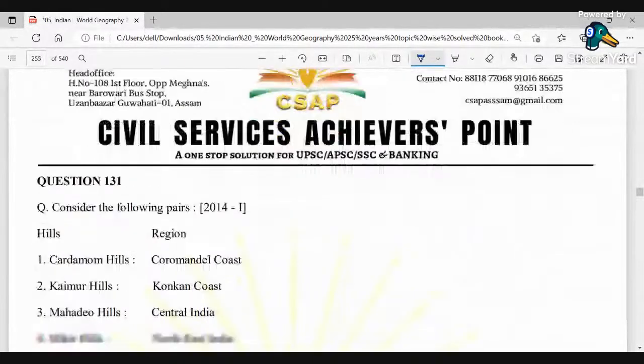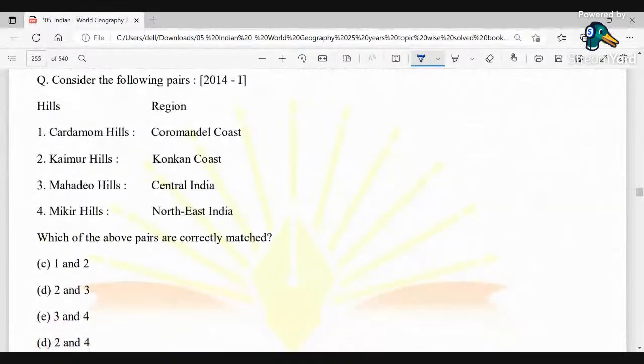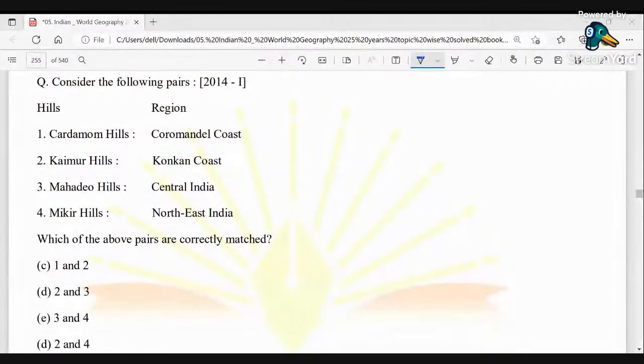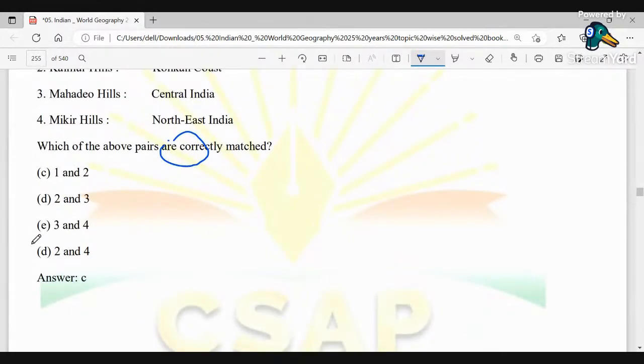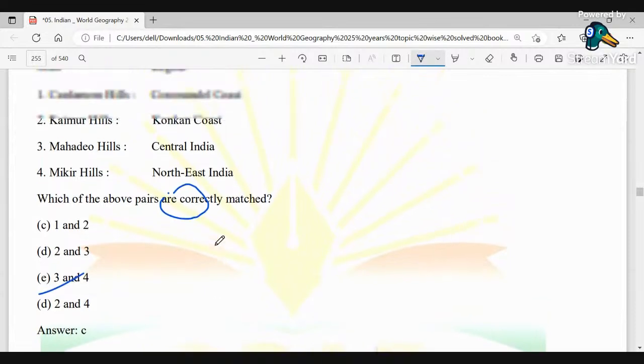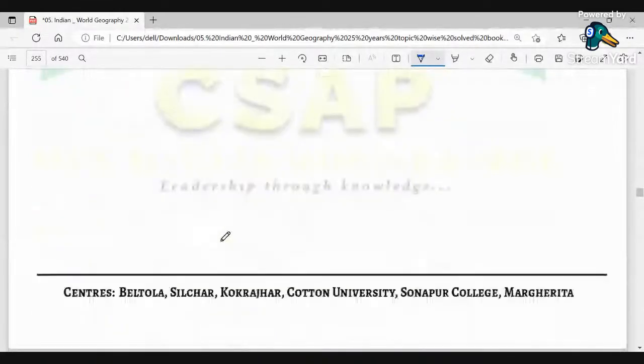Next question. Consider the following pairs. Some hills are given and then some regions are given. You have got these two columns of hills and regions. Which of the above pairs are correctly matched? You could see here option C, obviously 3 and 4. This is Mahadev Hill and Mikir Hills. This is the correct one, the rest are wrong. You could see the explanation here.